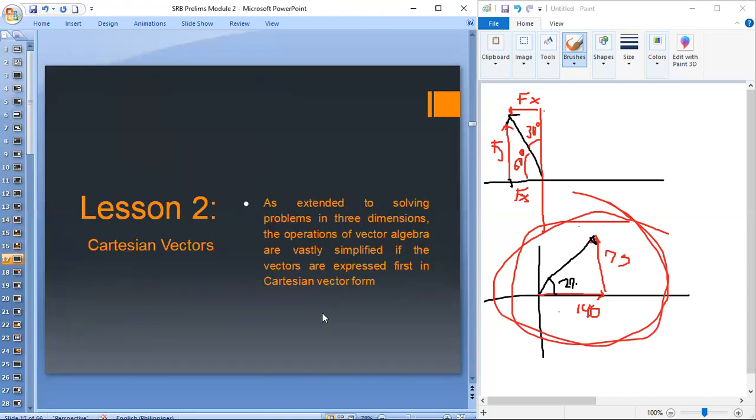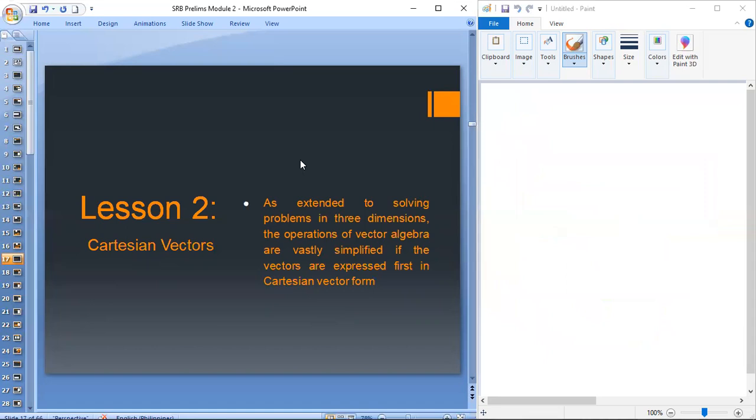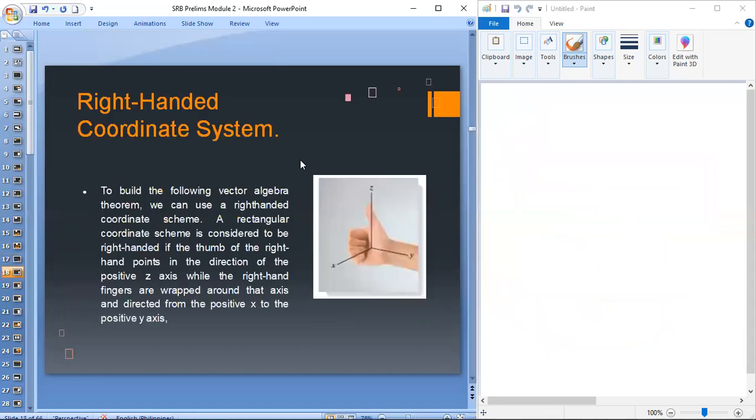Next, Cartesian vectors. As extended to solving problems in three dimensions, the operations of vector algebra are vastly simplified if the vectors are expressed first in Cartesian vector form. Okay, so for Cartesian vector form, use the right-handed coordinate system. So you have the z on your thumb, and your x-axis pointing up, so that's positive.